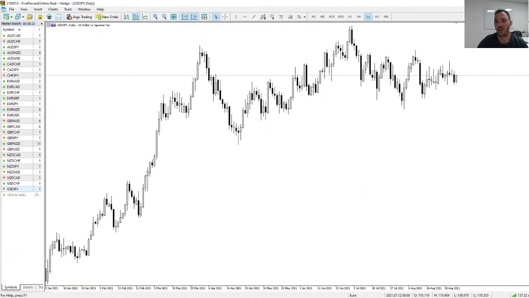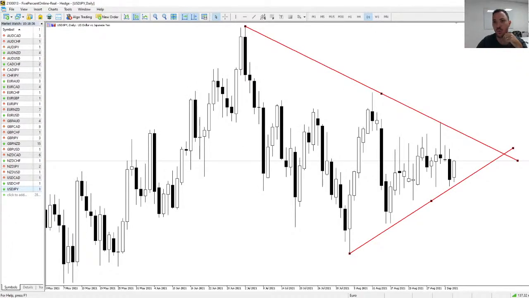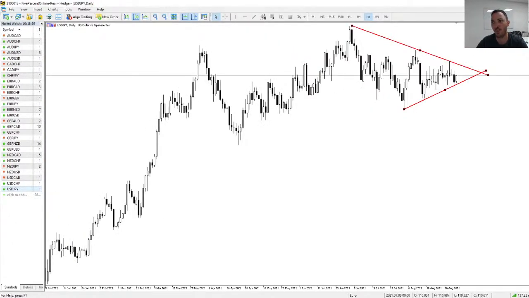Okay, dollar yen is forming a flag and a triangle. So we tend to see these kinds of formations when you have two very balanced currencies, when you have two very strong currencies or two very weak currencies. In this case, I guess we're seeing both dollar and yen very weak, and that's why we see this kind of triangle formation.